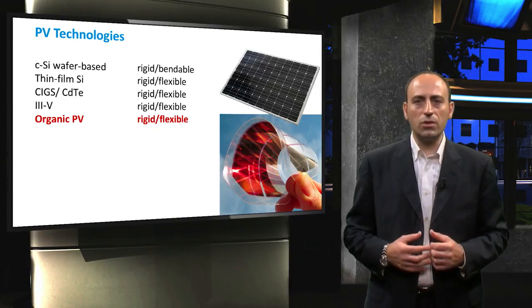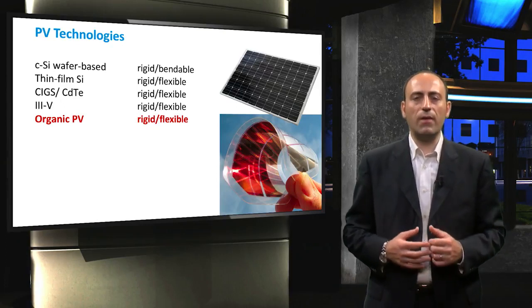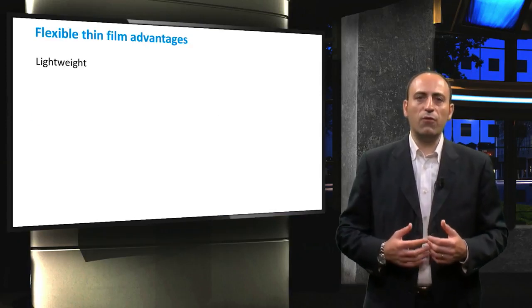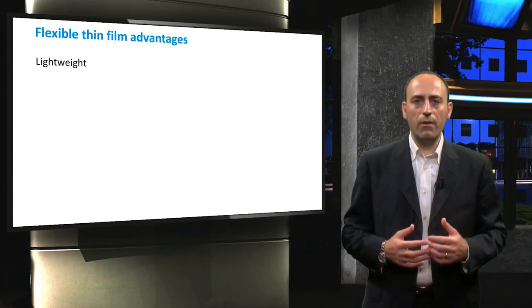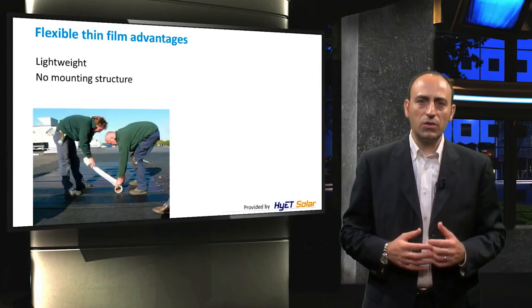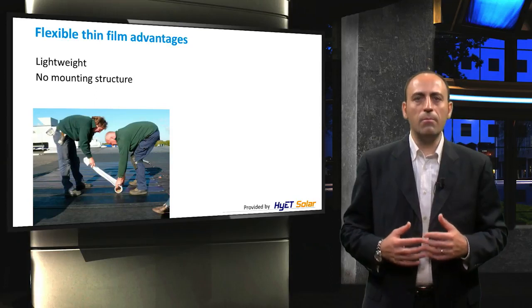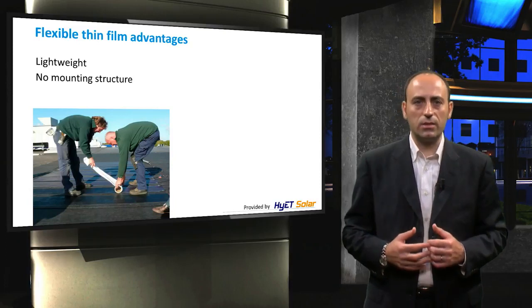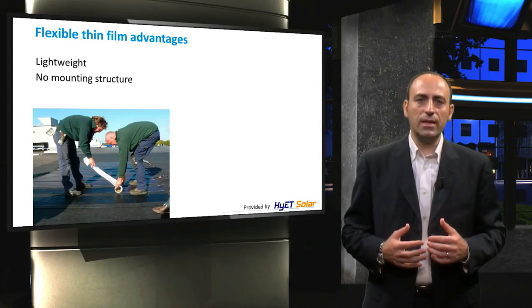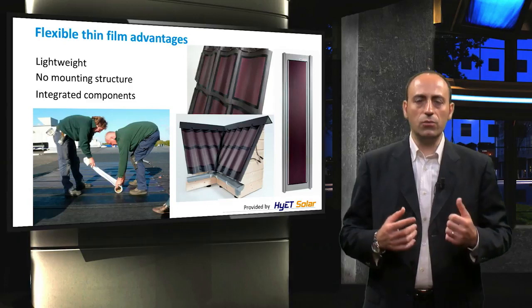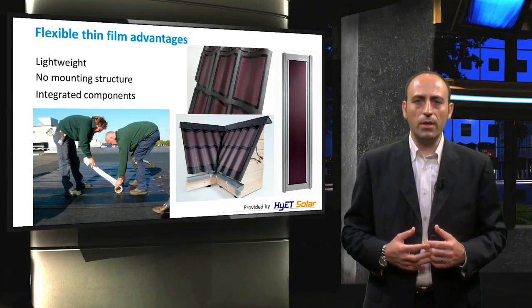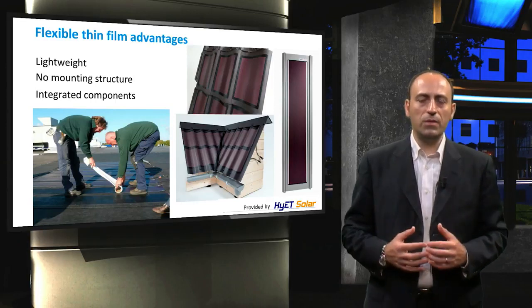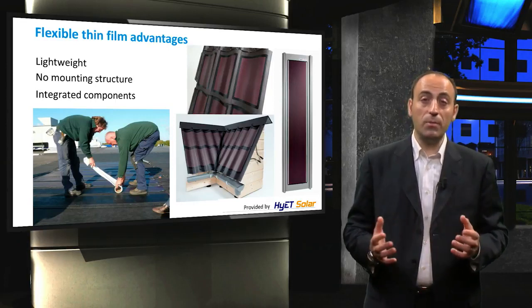Producing thin film technologies on flexible substrates has some advantages. For one, they are lightweight and can therefore be used on areas with a low weight-bearing capacity. The flexible substrates also do not require a mounting structure, which reduces the balance of system and installation costs. Another advantage is that the modules can be integrated into roof tiles and other building components, as shown here. Remember that for designing a PV system, the third step is selecting the PV modules.